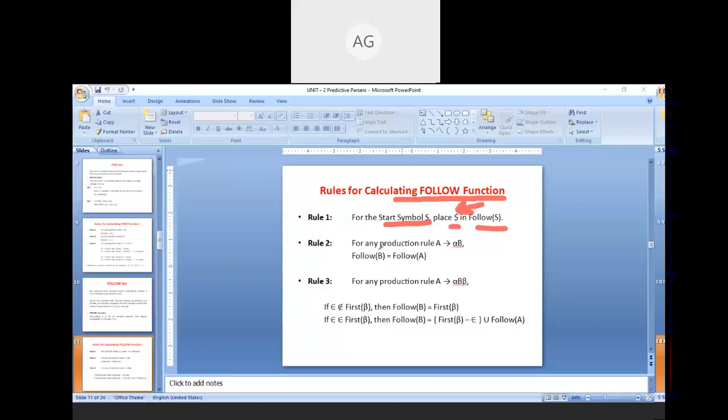Then rule number 2: for any production rule A produces alpha B, you can see here on the right hand side B is there. After B there is no symbol. So follow of B is equal to the follow of A.